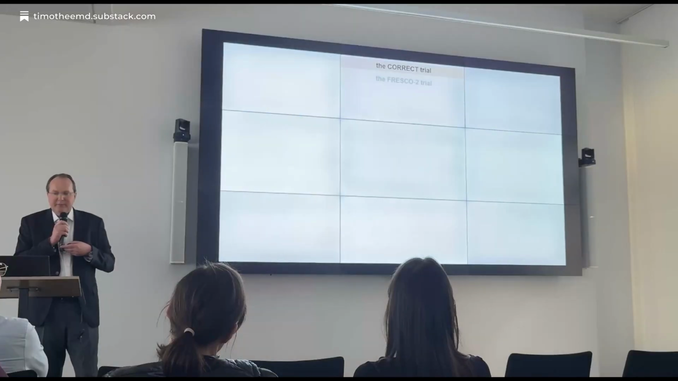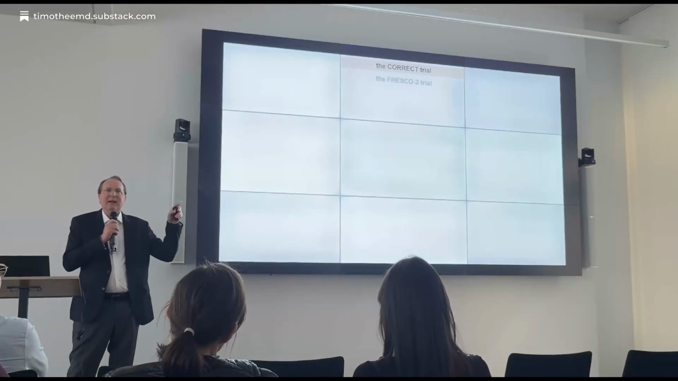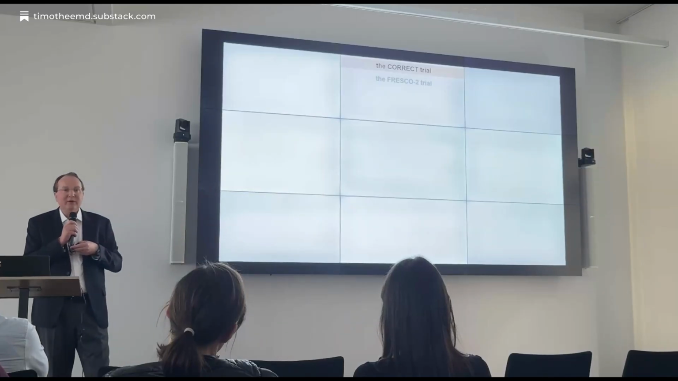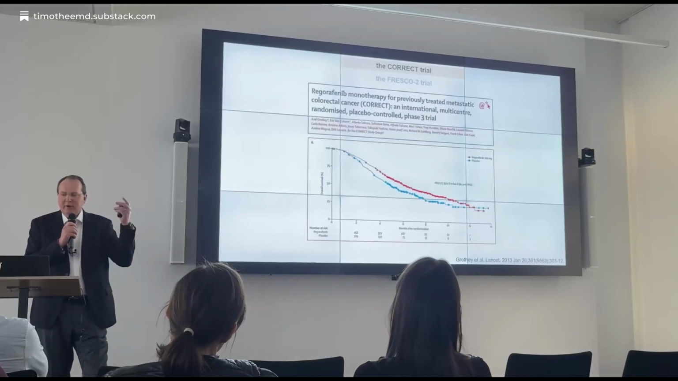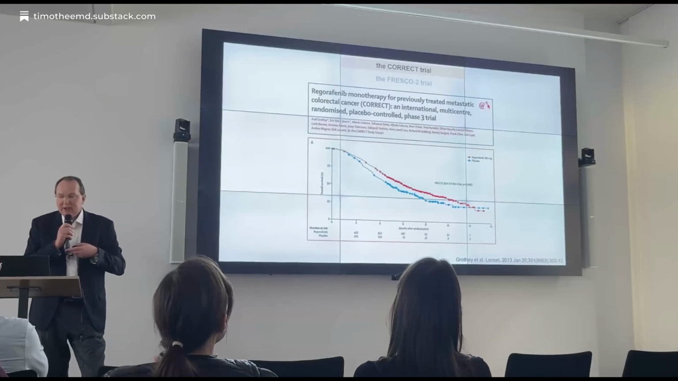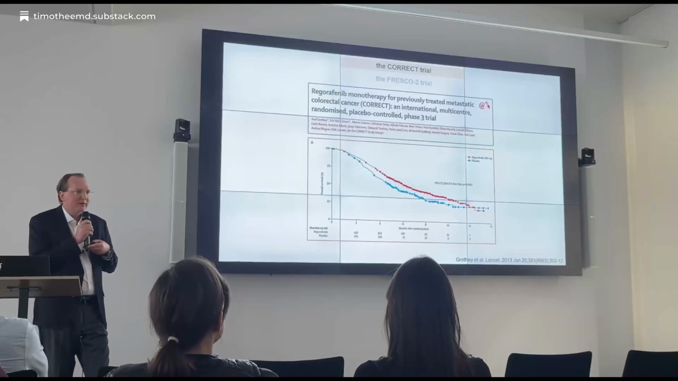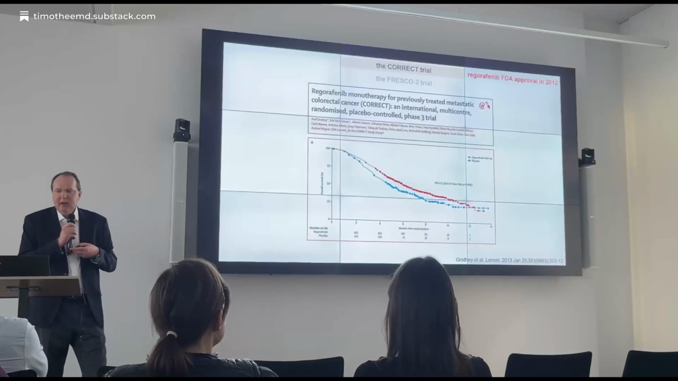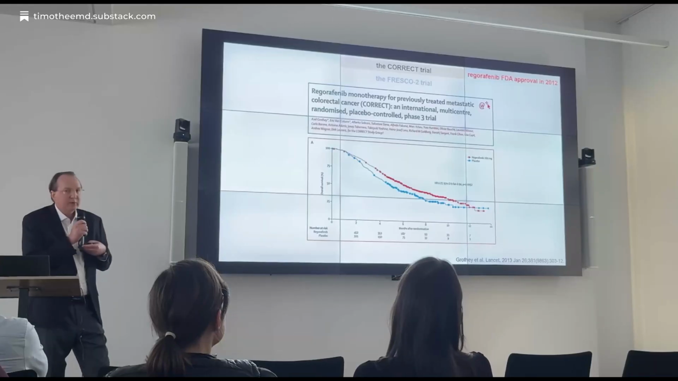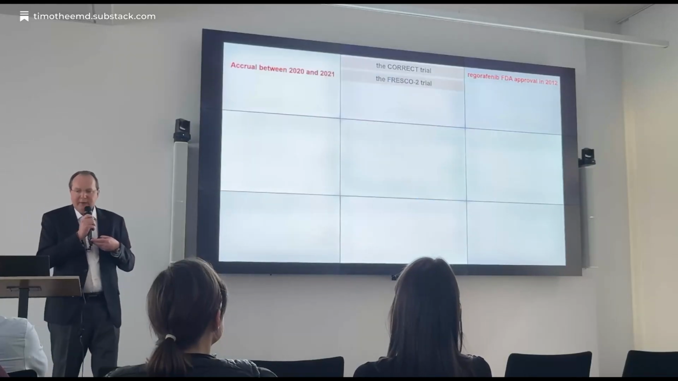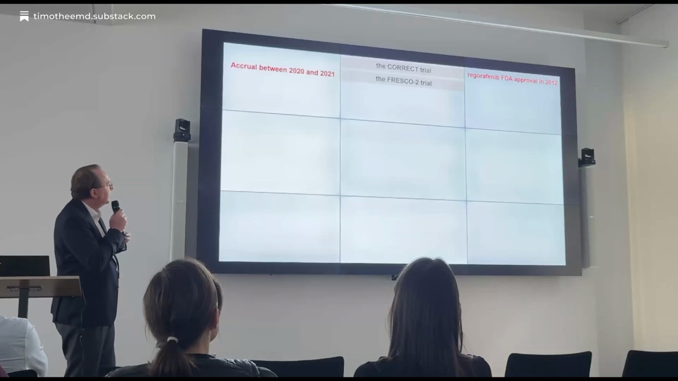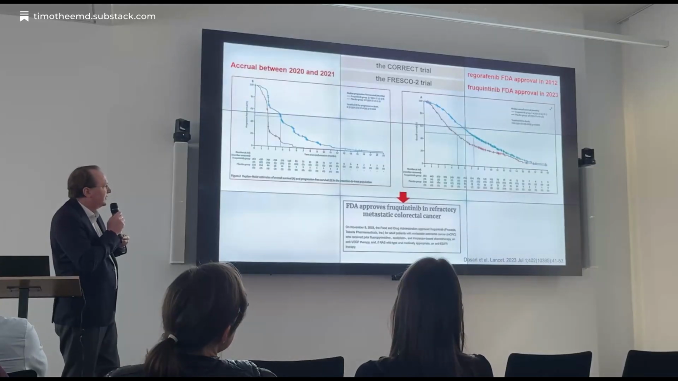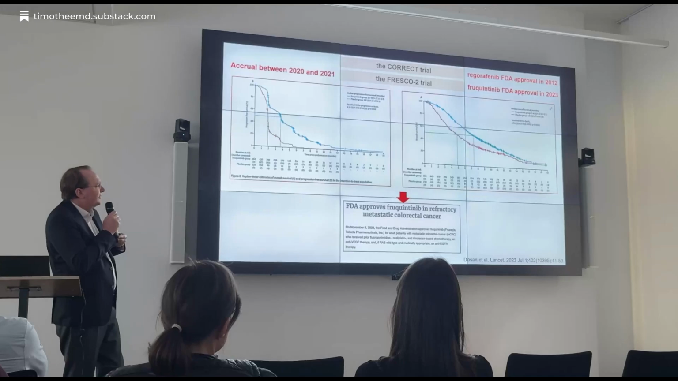Now again, some background, like the NAPOLI trial with the background of FOLFIRINOX. Here, the background we have is the CORRECT trial. The CORRECT trial was published in 2013, and it showed that regorafenib was improving survival in patients with already treated metastatic colorectal cancer. So it was approved in 2012, and FRESCO-2 accrued between 2020 and 2021. You have a PFS benefit, you have an overall survival benefit, you have an approval.